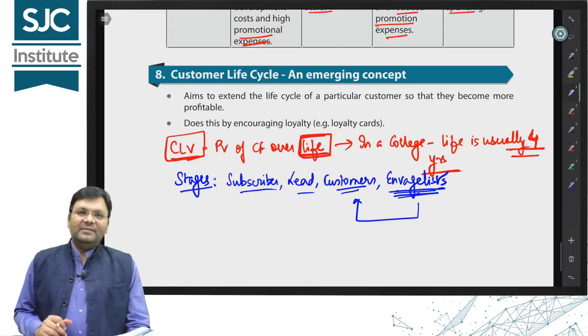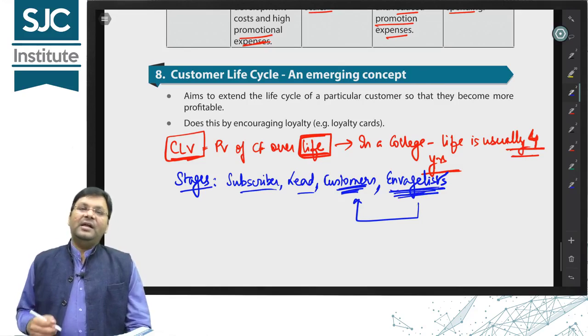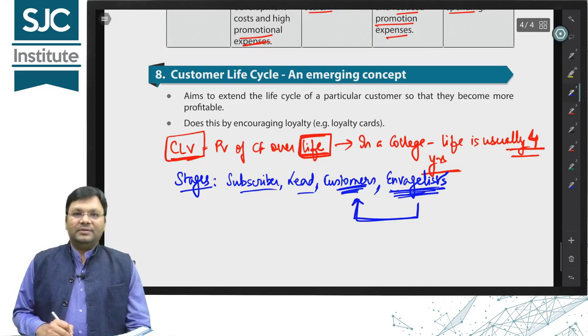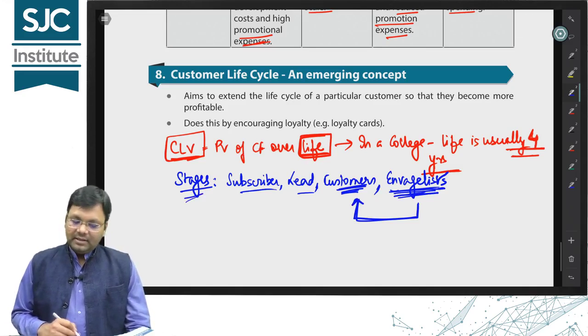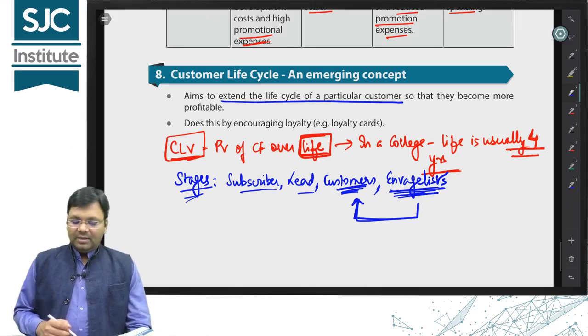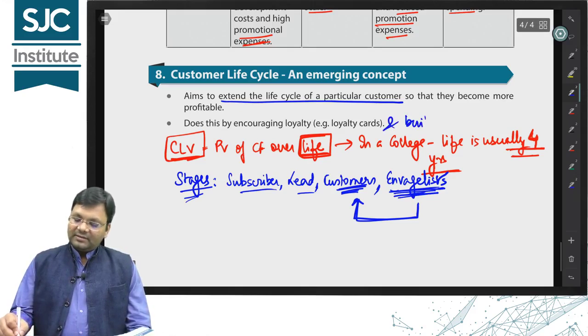Say for instance, in my case, you are my student today, so you are my customer today taking my service. After completion of the syllabus, you will become my evangelist. So I will offer you some new courses which will help you post qualification. Then again I will try to make you my customer. Alright, so these are new real world concepts which are coming into the scene. It aims to extend the life cycle of a particular customer so that they become more profitable. It does this by, for example, encouraging loyalty, building new products, something like this.